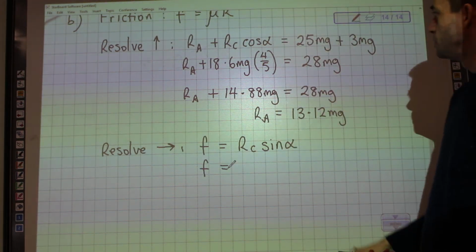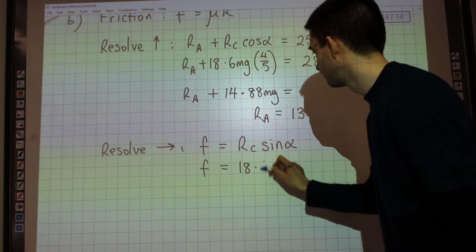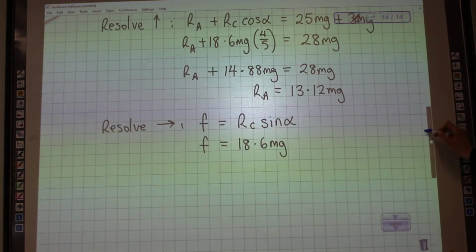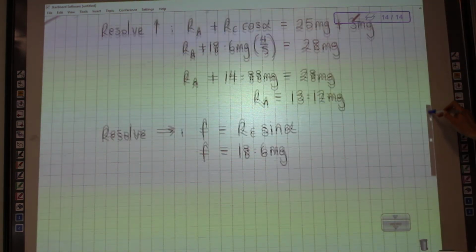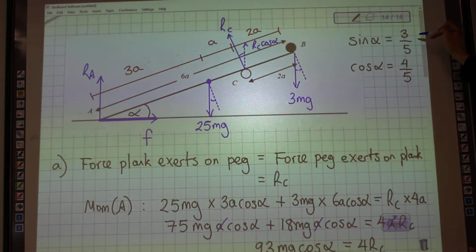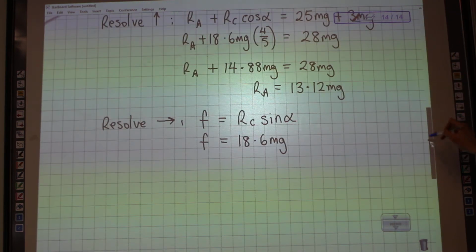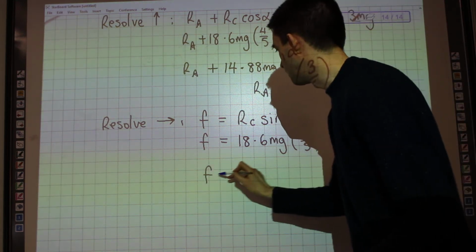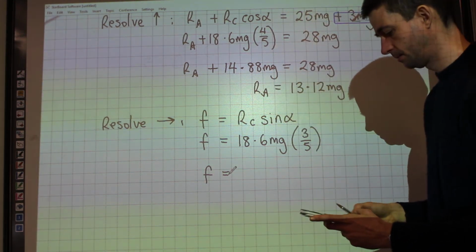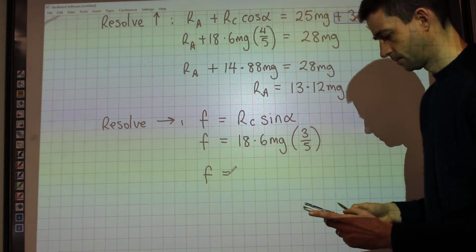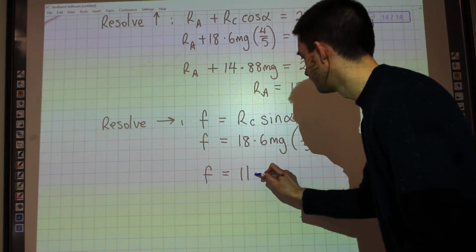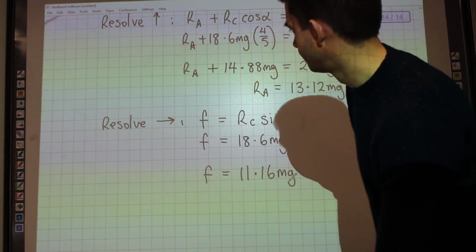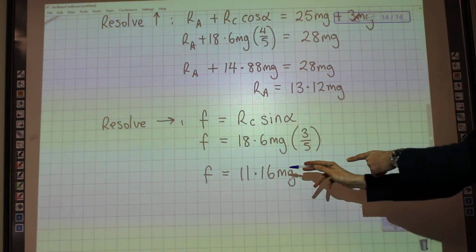RC I know is 18.6 mg. I worked that out earlier, I'm just going to check that. Yep. And I know that sine alpha is 3/5 because I was given that in the question. So I work out 3/5 of 18.6, which is 11.16. So my friction at point A is 11.16 mg.